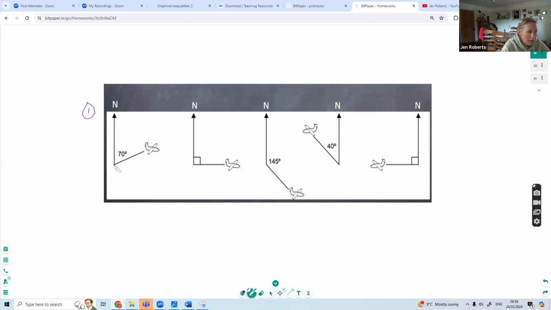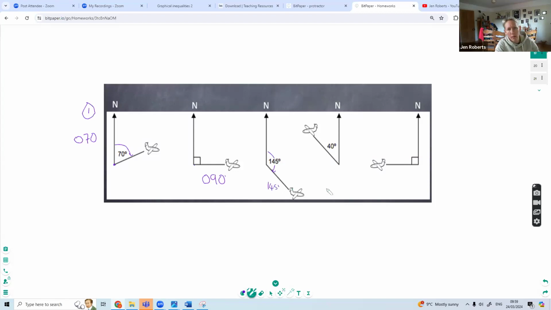Well, it started from here, north clockwise. Can you see it's just 70 degrees? So you'd write 070. Here again, starting point, north clockwise, 90 degrees, 090. Sometimes it's just given to you on your diagram. Here, this angle there, 145.